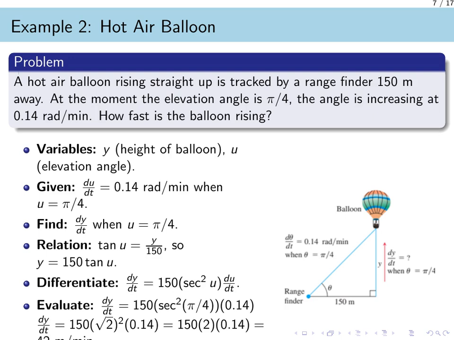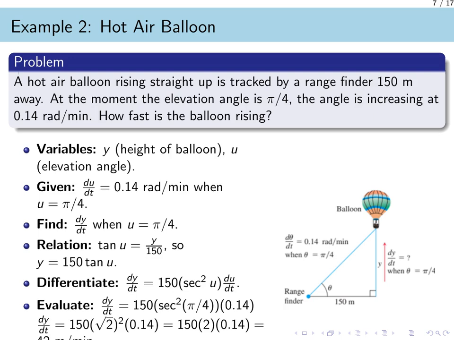First, we establish a geometric relationship that connects the balloon's height, which I will call y, to the elevation angle, which I will call u. Using the right triangle shown, we can write that the tangent of angle u is equal to the height y divided by the fixed distance of 150 meters.